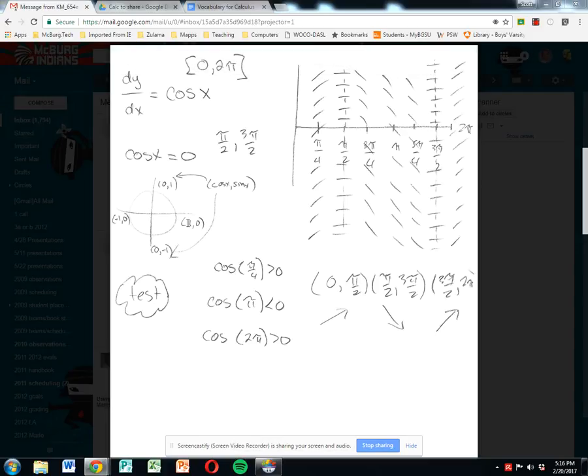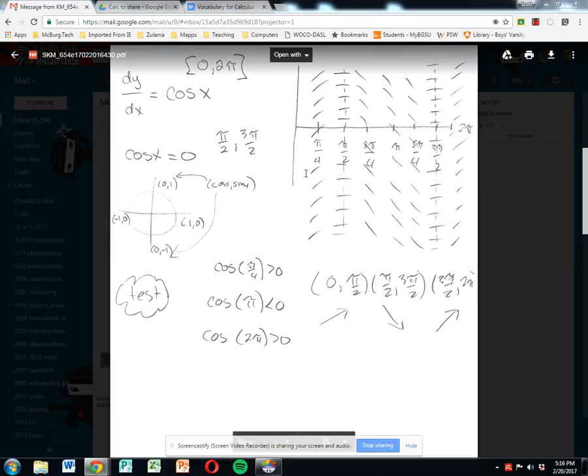And then it was just a matter of test points, and we can read these test points right after here. You guys know that between 0 and pi over 2, all these x values, which cosine is the x value, are going to be positive. So anything to the left are positive.